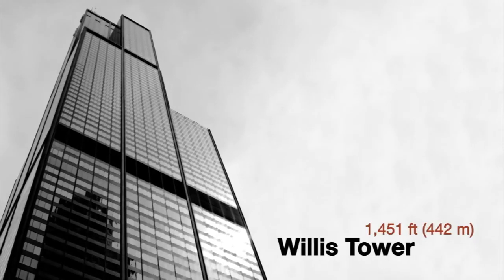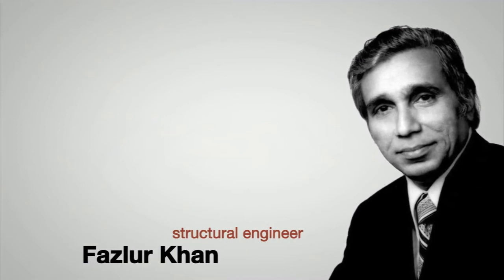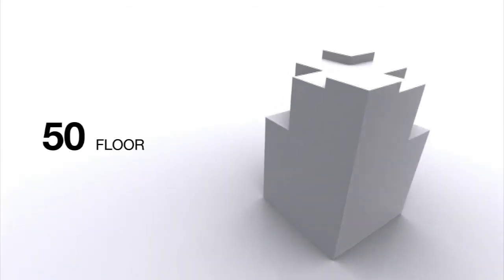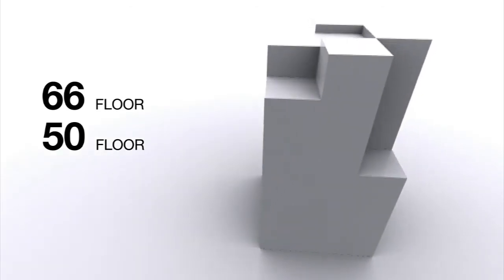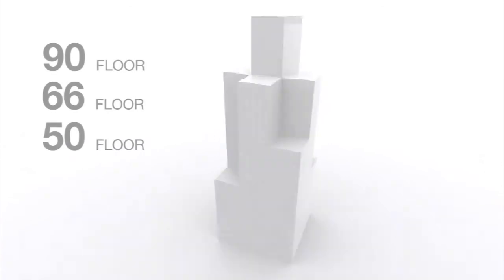When the Sears Tower surpassed the World Trade Center in height, it was due to the remarkable design conceived by structural engineer Fazlur Khan. The design consisted of 9 bundled structural tubes at the base. 2 of the tubes would end at the 50th floor, 2 more at the 66th floor, 4 at the 90th floor, leaving the tallest tubes to continue to the top.